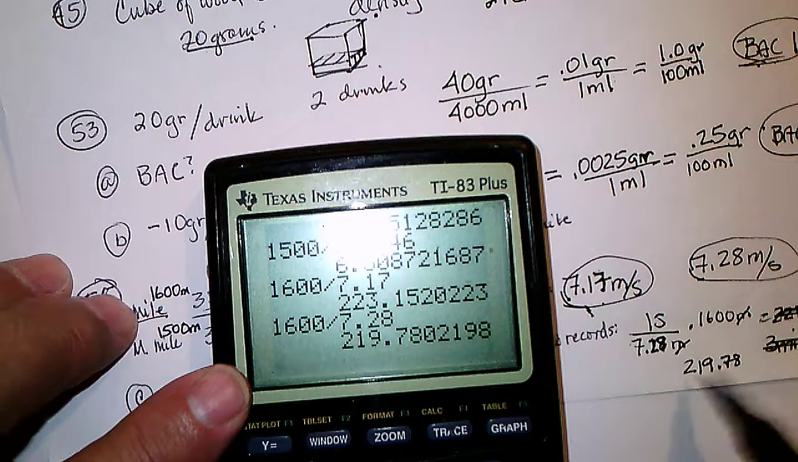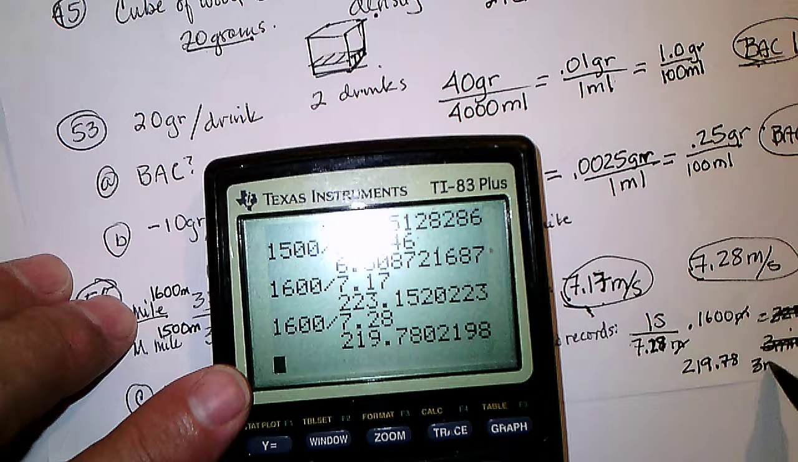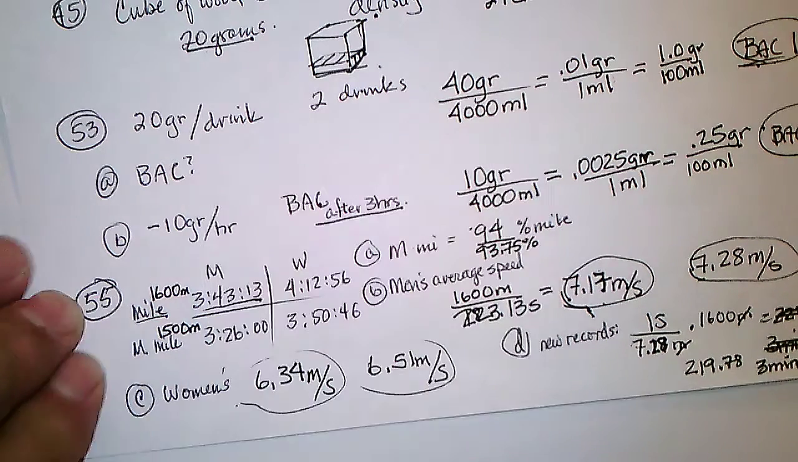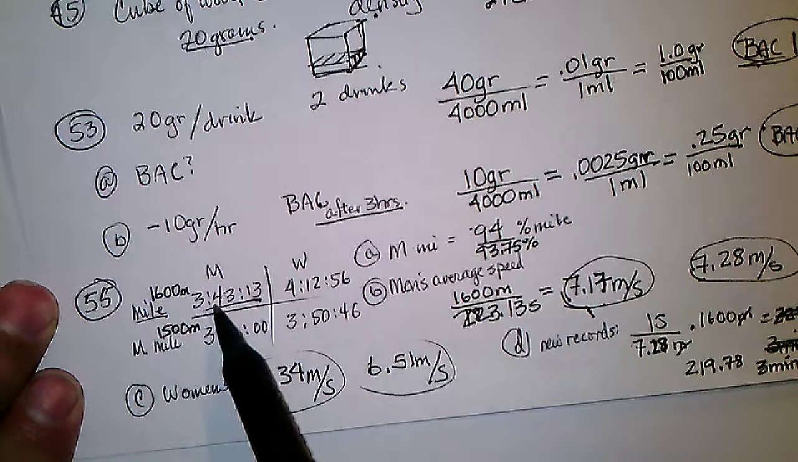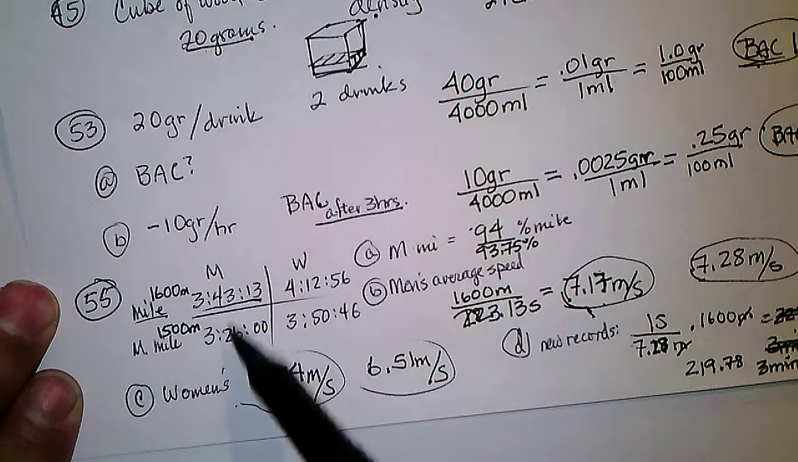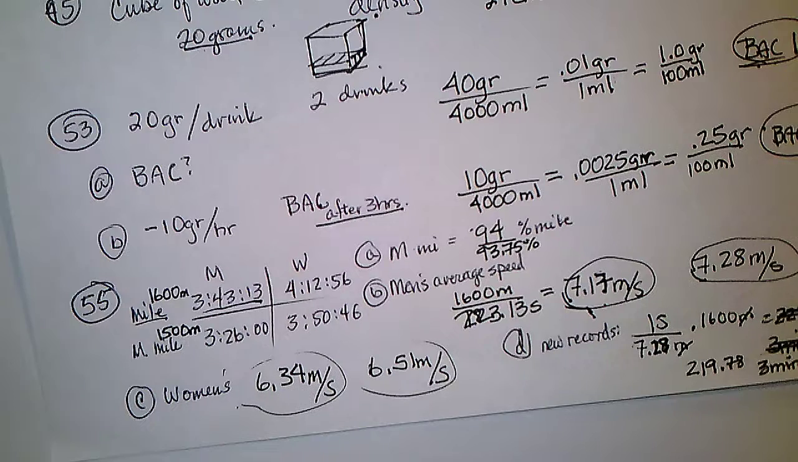219.78 seconds, which would be, if I take 180 out, 3 minutes, and 180 from that would leave 39 seconds, roughly, 39.78. So it would be like 4 seconds faster if they could keep this pace up for the whole 1,600 meters. So it would be tough to shave off 4 seconds. And you do the same for the women's.